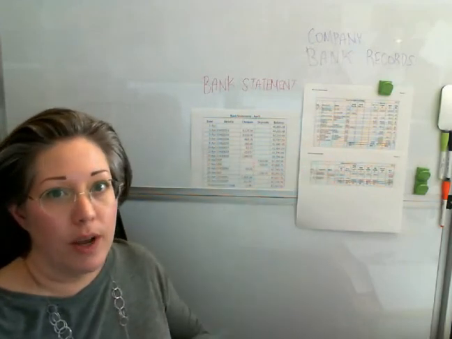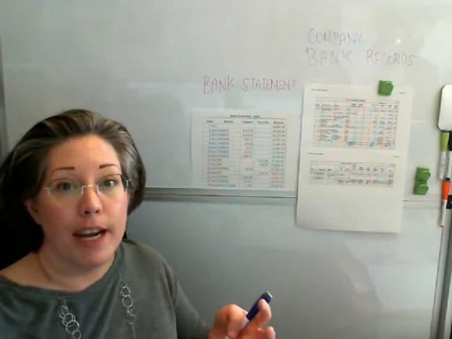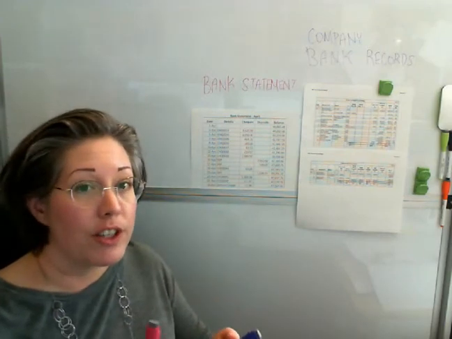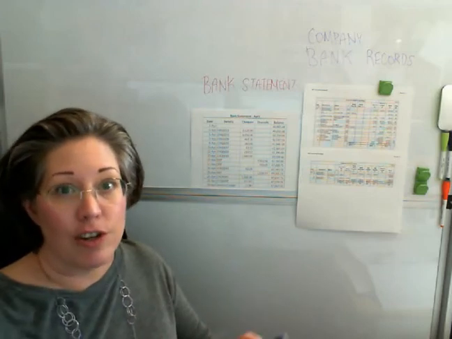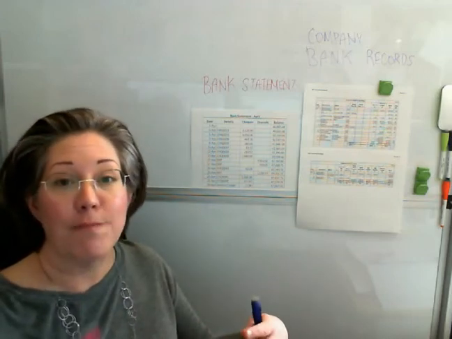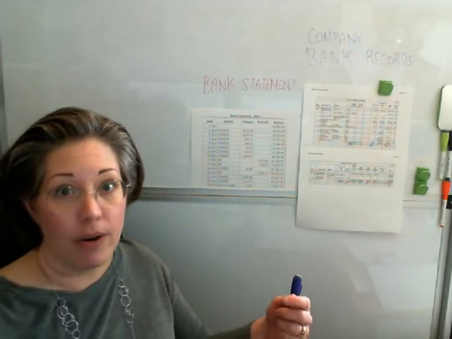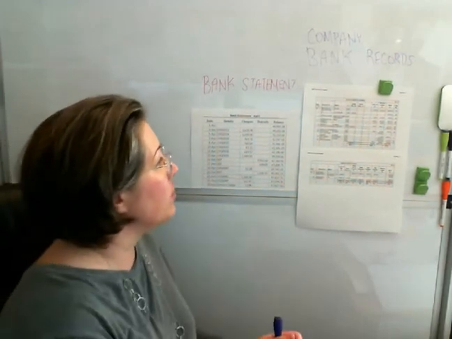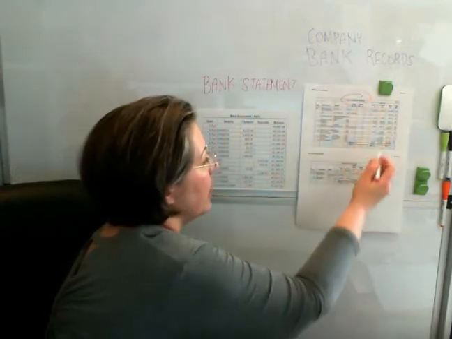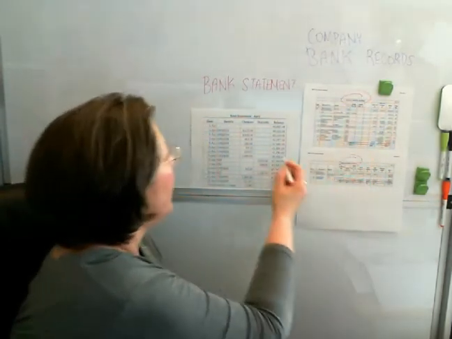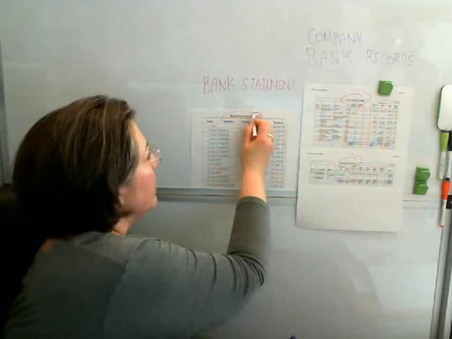So you're going to look at the company records for April that touch the bank. What are the 2 journals that touch the bank? Well, we've got the cash receipts journal of all the money coming in, and we've got the cash payments journal of all the money going out. So all you're going to do is have those 2 different journals, your cash payments journal and your cash receipts journal, and then you're going to look at your bank statement.